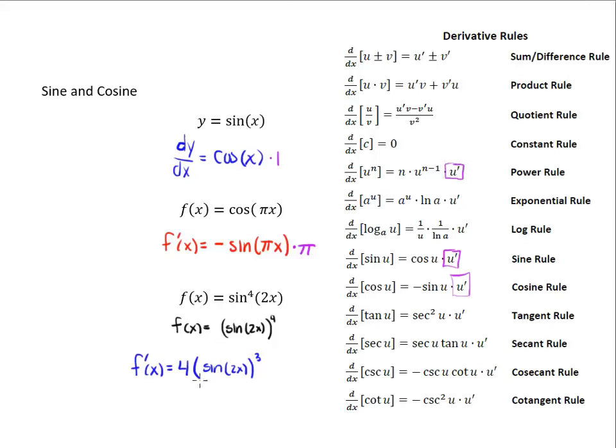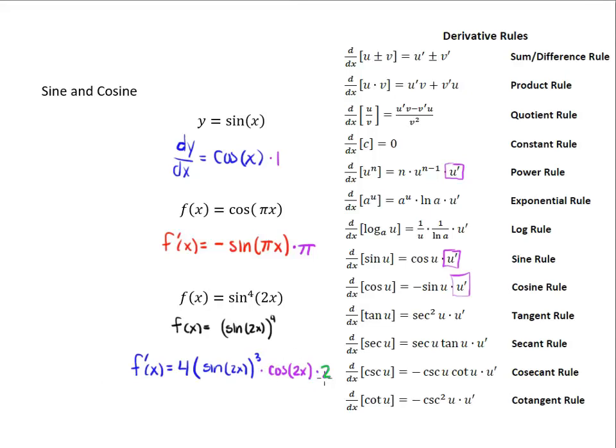So I need to look at right here, sine of 2x. The derivative of sine of 2x is going to be cosine, leave the 2x just the way it is. And then I have to take the derivative of the argument of that, which is the derivative of 2x, which is 2. In fact, I'm going to do that just for fun in a different color. That part right there. Okay, so this was a function within a function within a function. So we had to apply the chain rule twice here.